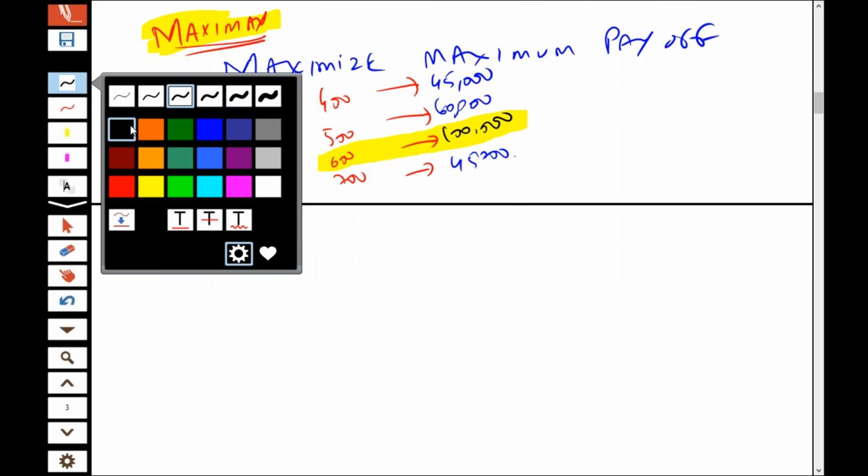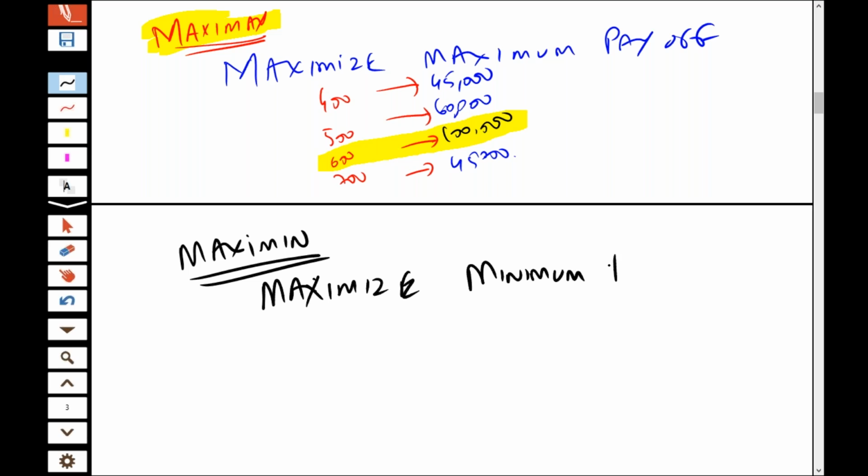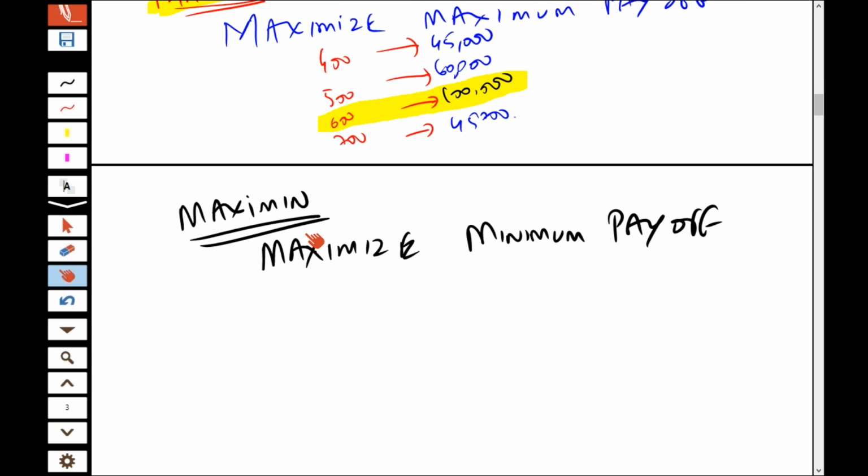Okay, now the second technique that you need to use is termed as Maximin. Now what exactly do you mean by this Maximin? This actually means you need to maximize the minimum payoff. What does it mean? It means that you have to maximize the minimum payoff.